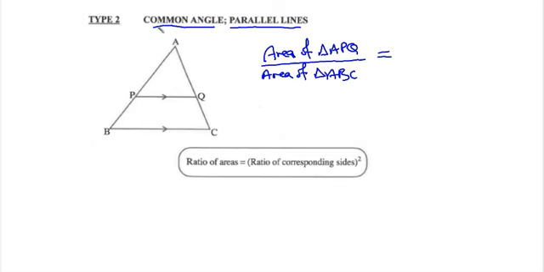This happens if and only if you have a common angle. Both of these two triangles that we mentioned here, APQ and ABC, are sharing the same angle here, so it's a common angle. And then their bases here are parallel lines. So if we see something like this, then we should remember the ratios of the areas is equal to the ratios of the corresponding sides squared. Let's see how it comes.